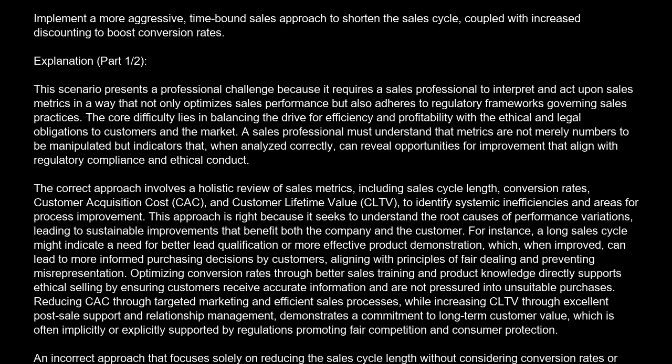Reducing CAC through targeted marketing and efficient sales processes, while increasing CLTV through excellent post-sale support and relationship management, demonstrates a commitment to long-term customer value, which is often implicitly or explicitly supported by regulations promoting fair competition and consumer protection. An incorrect approach that focuses solely on reducing the sales cycle length without considering conversion rates or customer satisfaction is flawed.